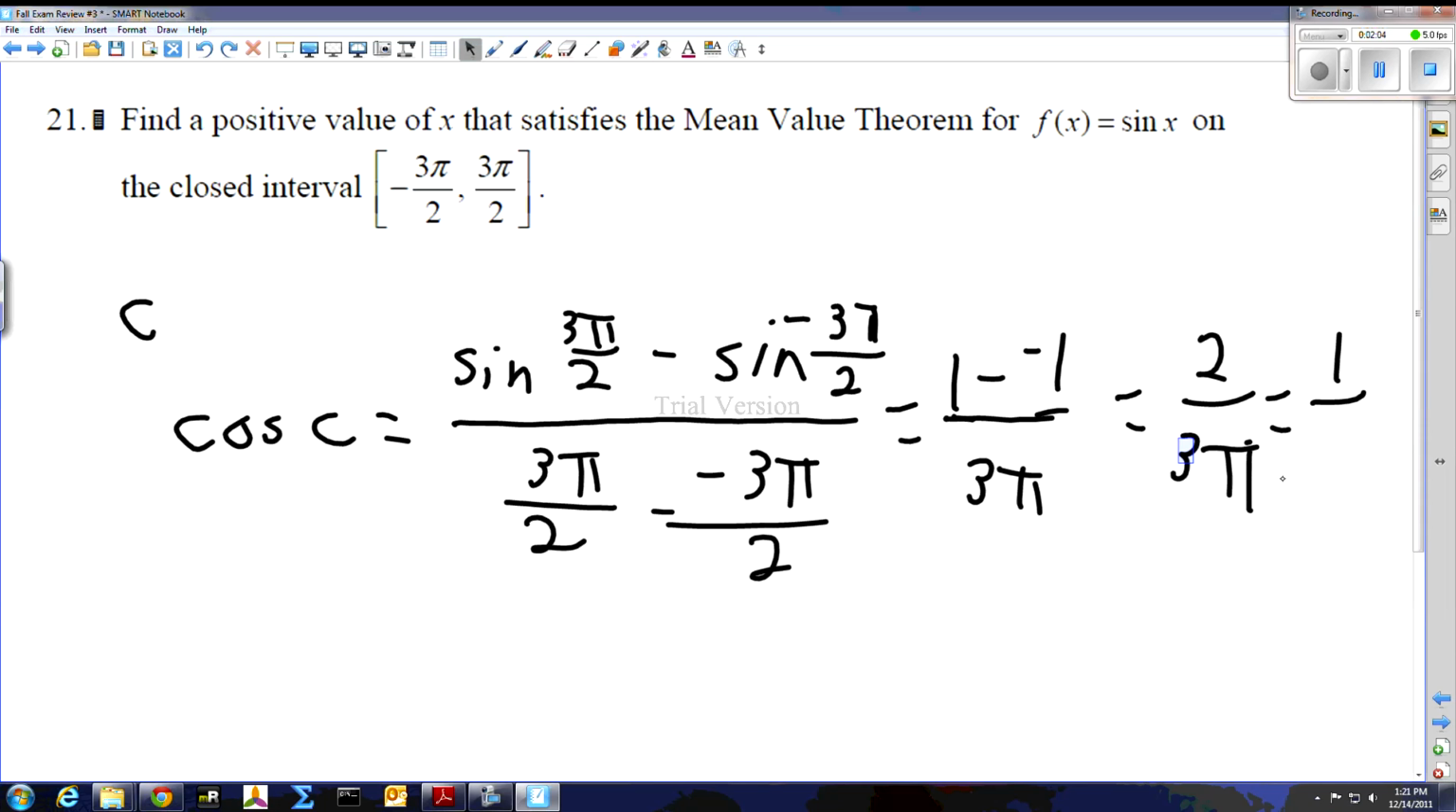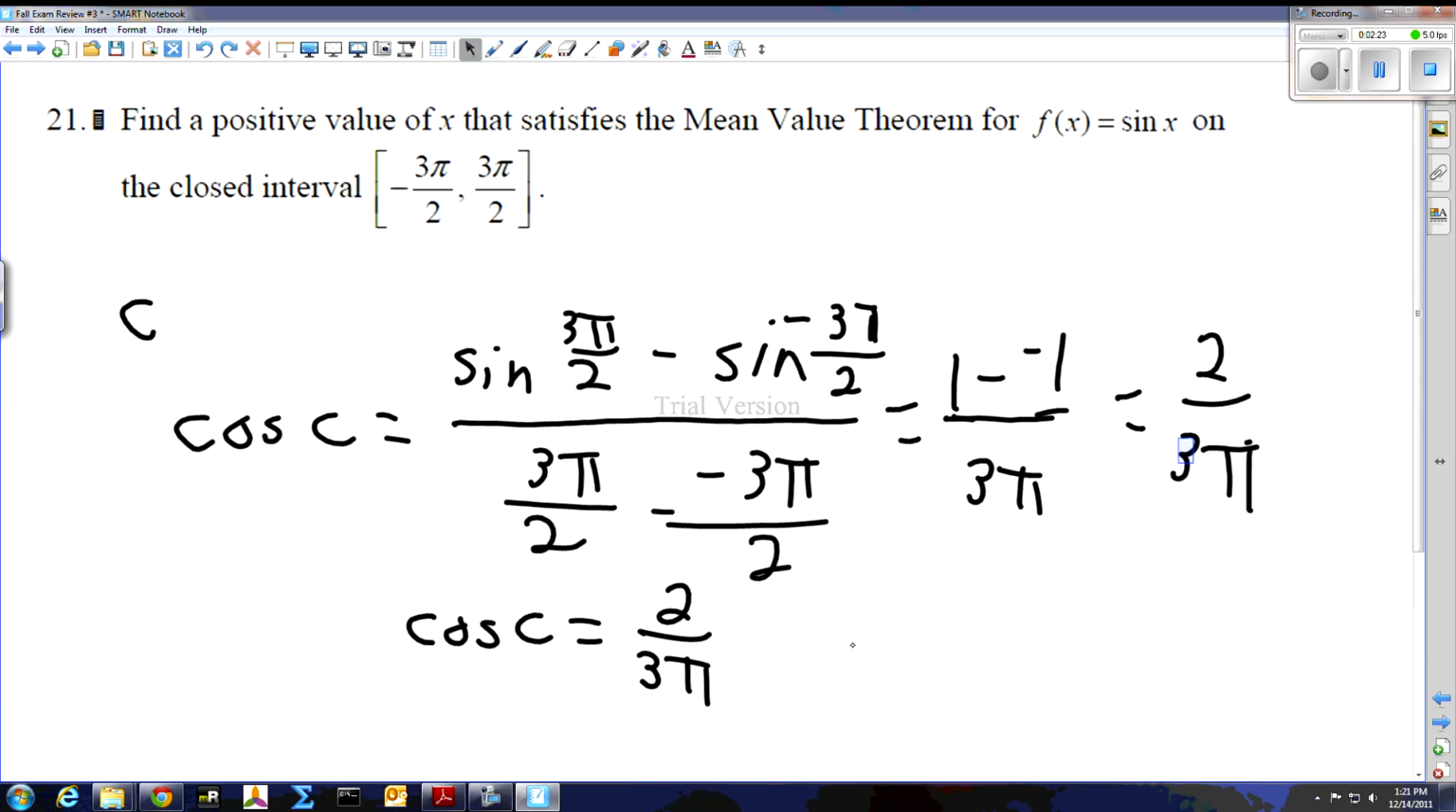So we've got to find a number, and that's as far as we can go. So we're looking for a number such that the cosine of c equals 2 over 3 pi. And the only way you could do this at this particular time is to use a calculator.